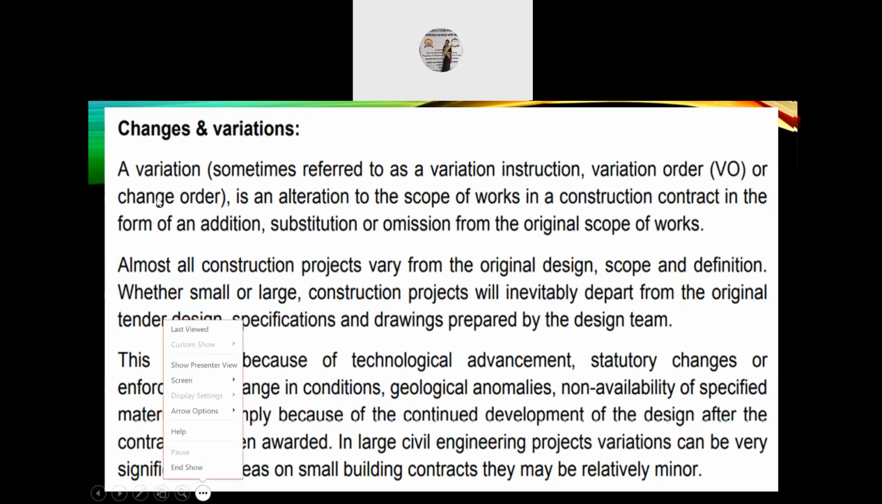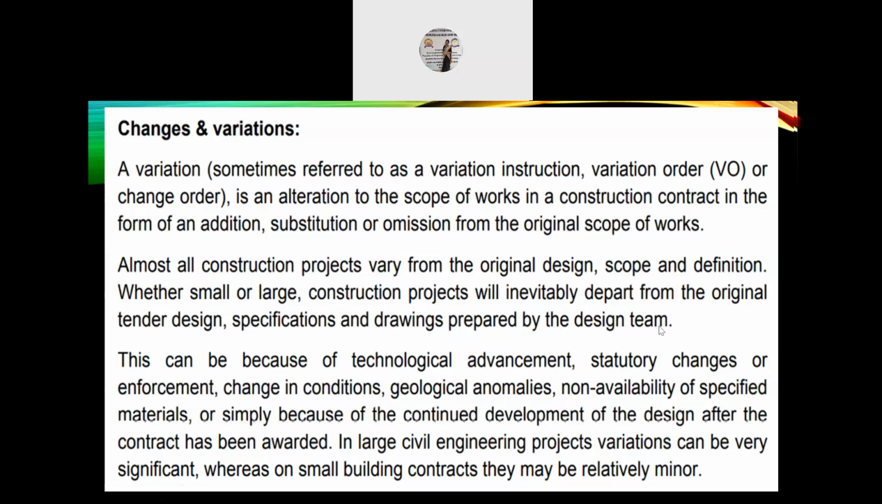Next, changes and variation. A variation, sometimes referred to as a variation instruction, variation order (VO), or change order, is an alteration to the scope of works in a construction contract in the form of an addition, substitution, or omission from the original scope of works. Almost all construction projects vary from the original design, scope, and definition.